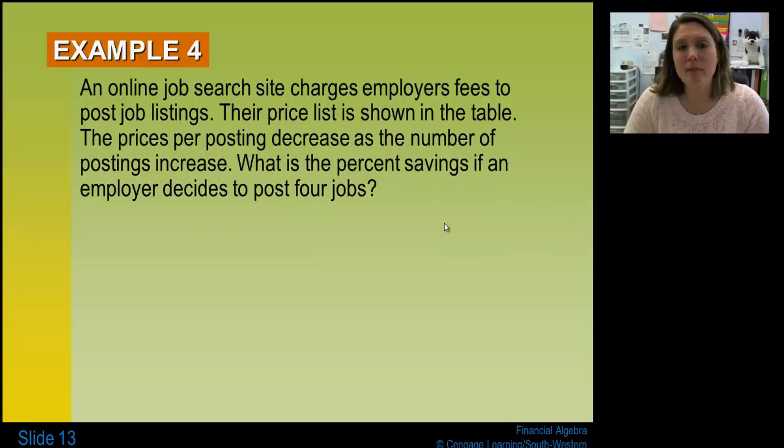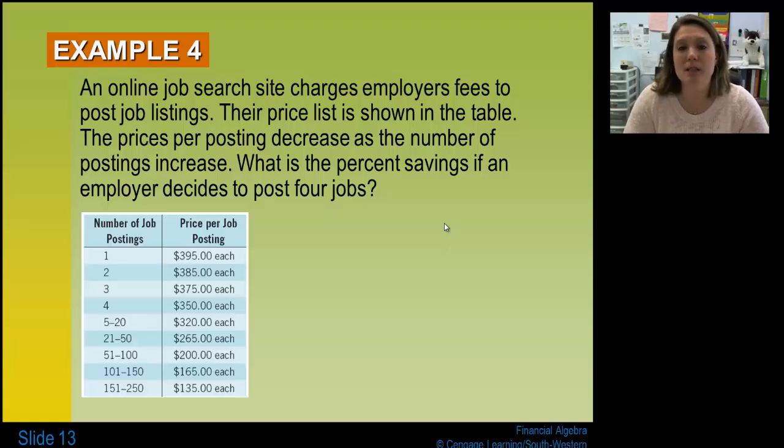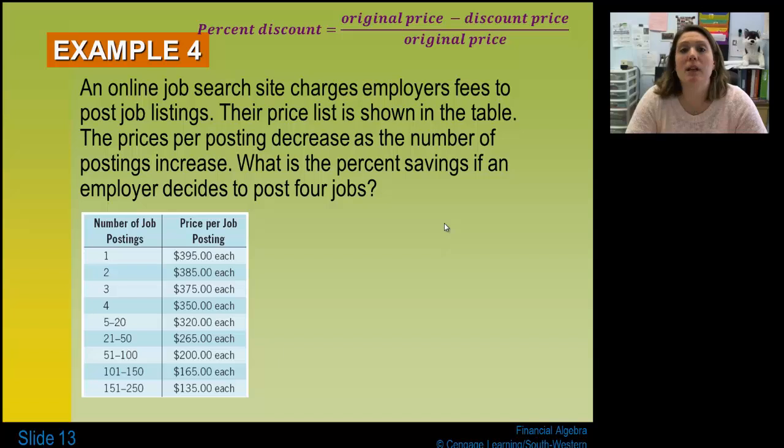Example 4. An online job search site charges employers fees to post job listings. Their price list is shown in the table. The prices per posting decrease as the number of postings increase. What is the percent savings if an employer decides to post 4 jobs? So again, we need percent discount equals original minus the discount divided by the original.